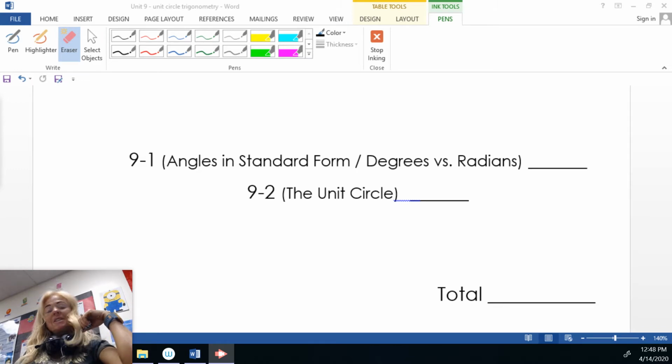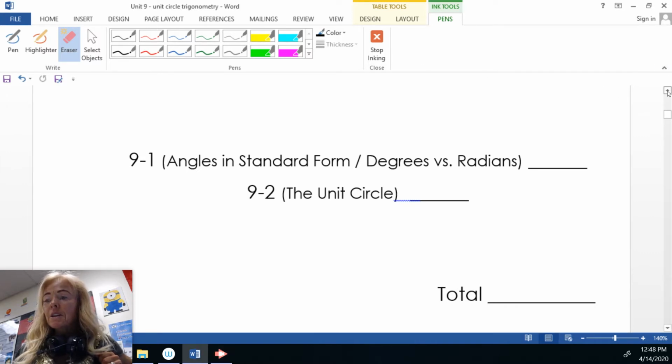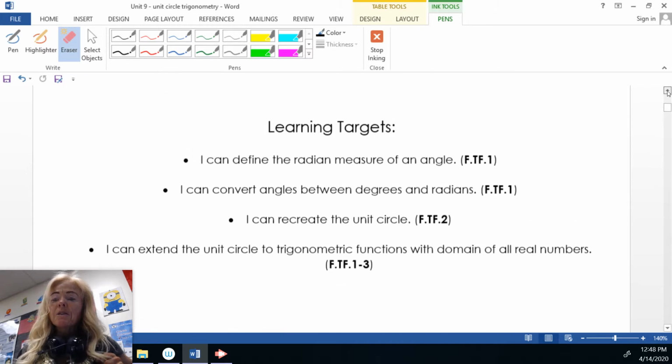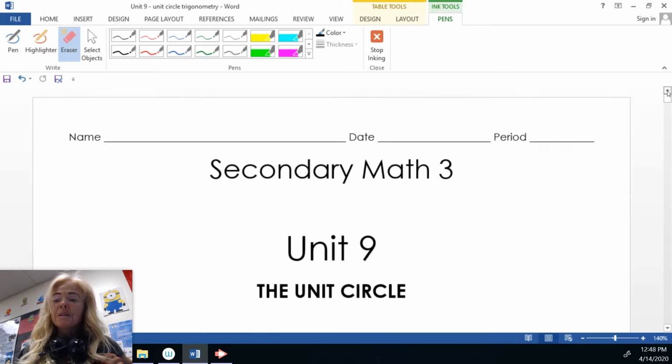We are doing 9-1 today. We're starting a new unit. Again, this is our packet. I'm going to try to scroll up here so you can see. You can print the packet off, or you can go to the front office and pick it up. It's a kind of salmon color.